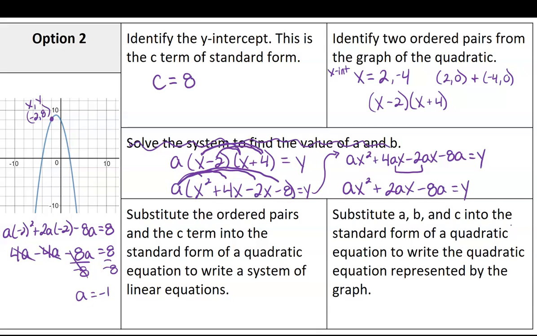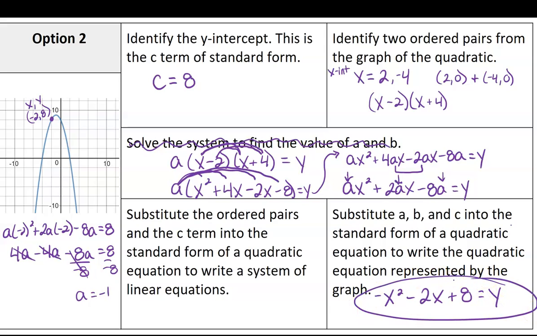So we would now plug negative 1 in for a into our function to solve. So our final answer, we'd have negative x squared minus 2x plus 8 equals y, or f of x, depending on how you want to phrase it. This will work every time. This other method, or the option 1 that we did, only works if you know what the y-intercept is. But we will practice these more on the next video.